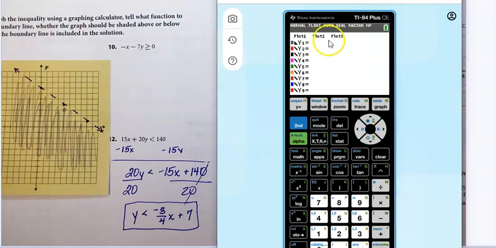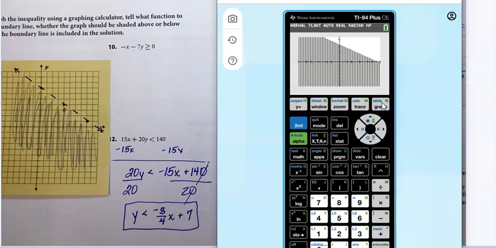So you kind of have to figure that out yourself. Again, I'm going to put the equation in, negative, I'm going to put the fraction in parentheses, negative 3/4 x plus 7. And again, I should be okay with my window settings the way they are. So I'm going to hit graph, and there we go.